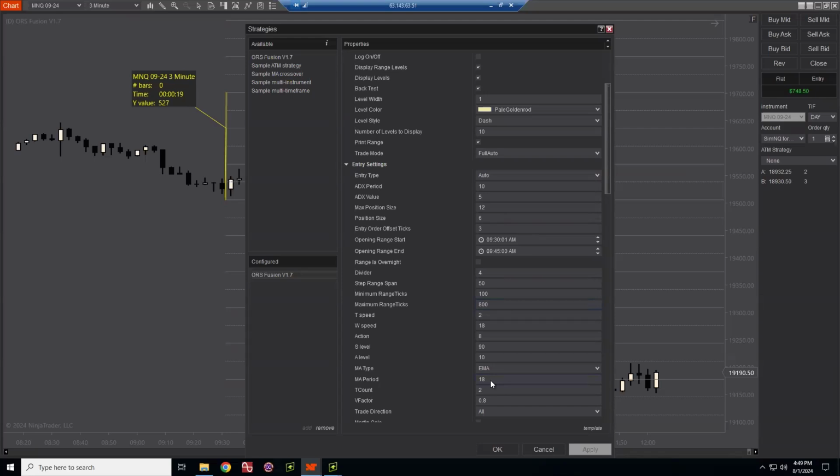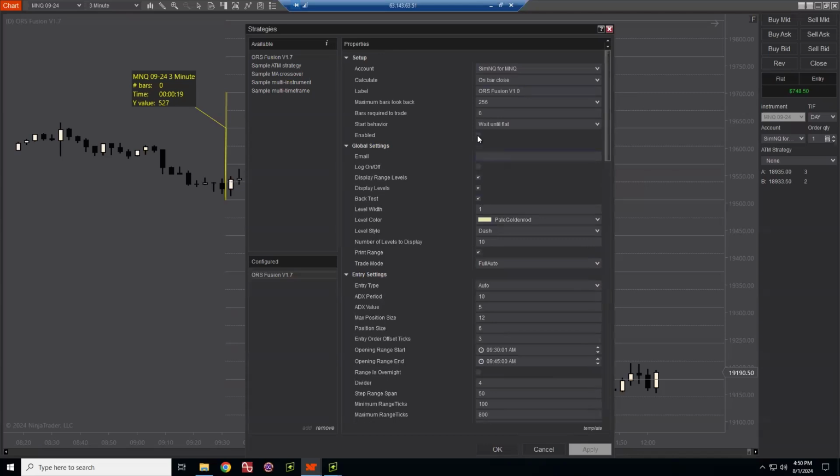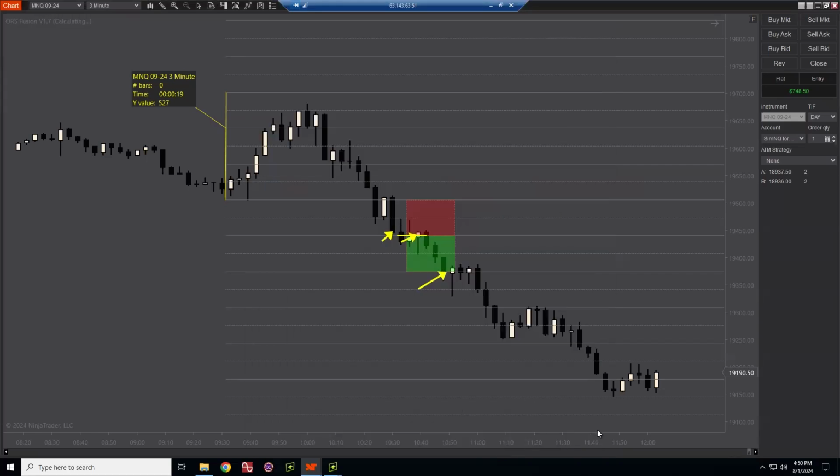We got an 18 period EMA. We have our special T-speed action, all this stuff right here. This is our signature ORS indicator for buy sell zones. So let's go ahead and apply the strategy in backtest mode, just so I can show you exactly how this strategy took these trades today that you also could have taken manually if you wanted to.